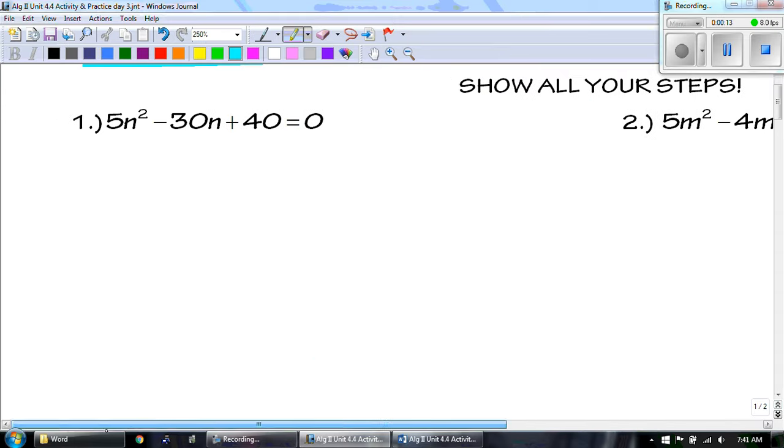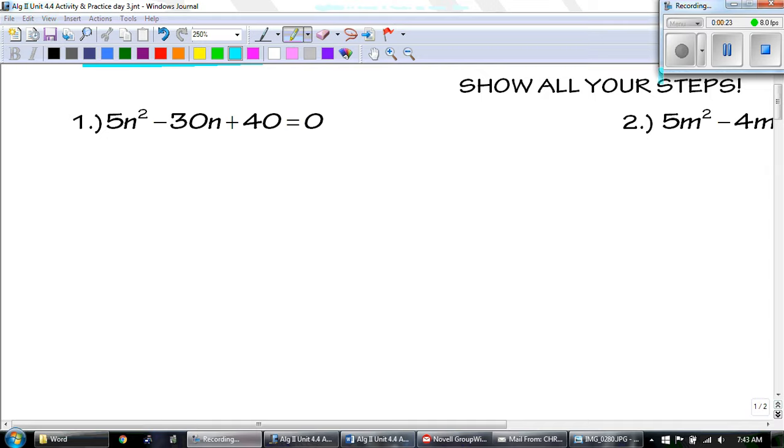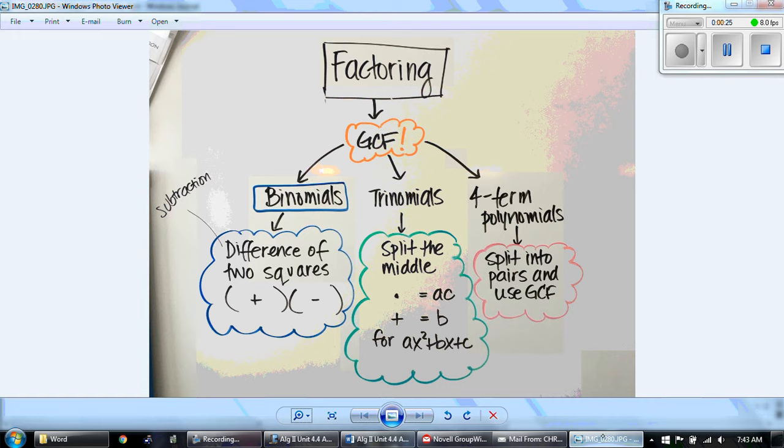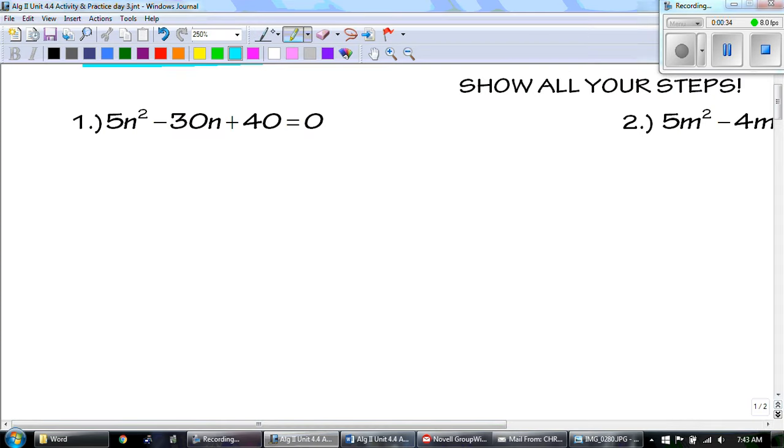Okay, so let's go ahead and get started. Remember, the first thing that we always want to check is GCF. Okay, so let's take a look at the poster, or what Ms. Carranza wrote on the board. Remember, factoring GCF first. Okay, so is there a GCF between all of these?